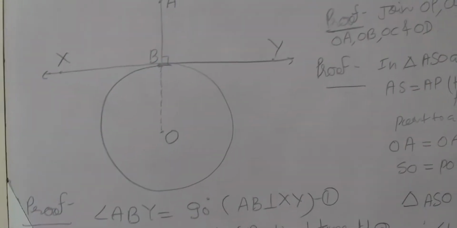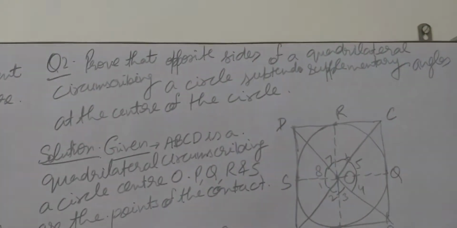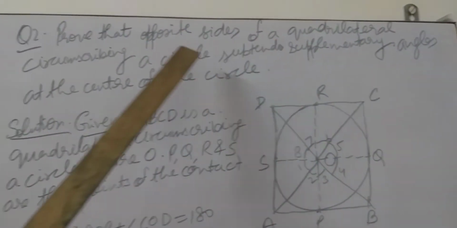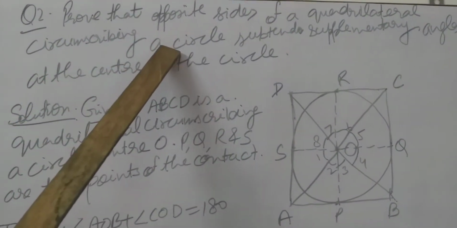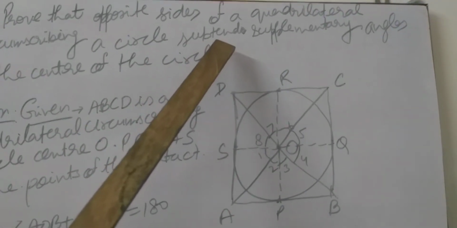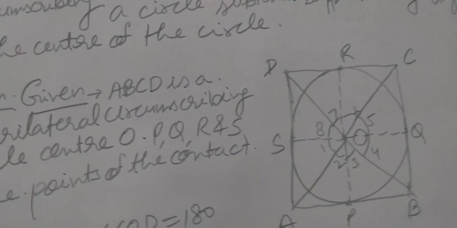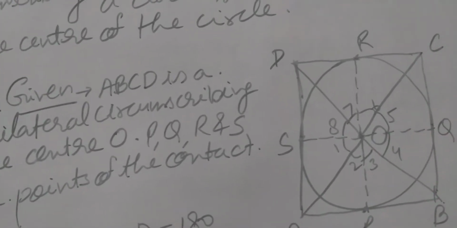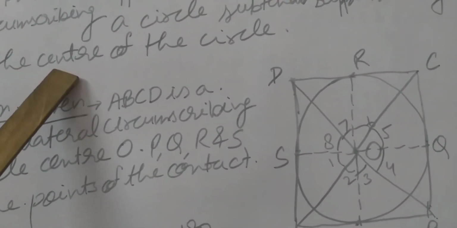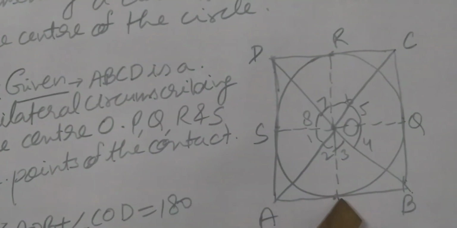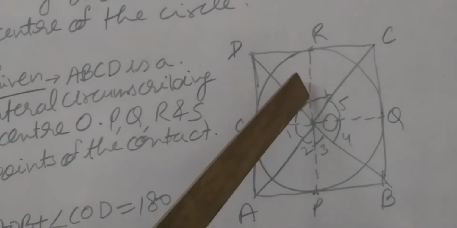Okay students. Now let us solve one more question. Prove that opposite sides of a quadrilateral circumscribing a circle subtend supplementary angles at the center of the circle. We have to prove that opposite sides of the quadrilateral subtend supplementary angles at the center.